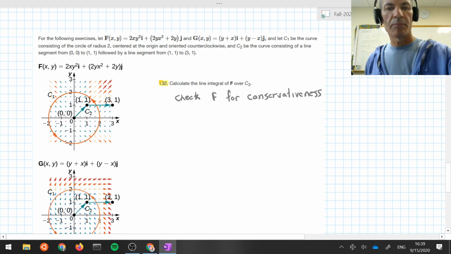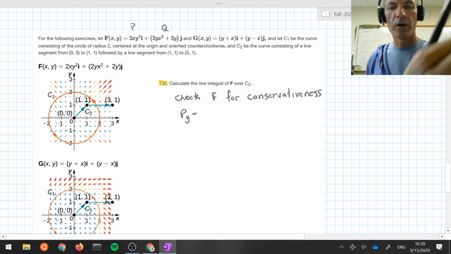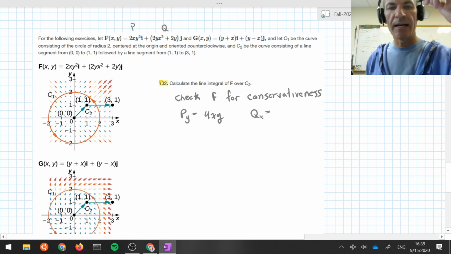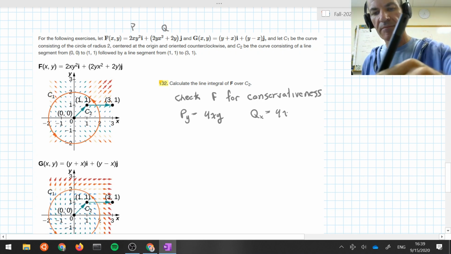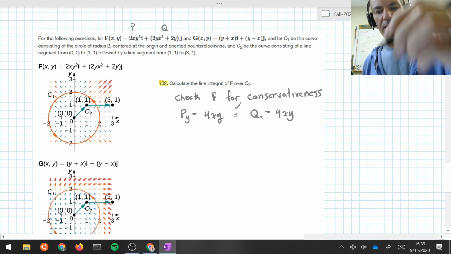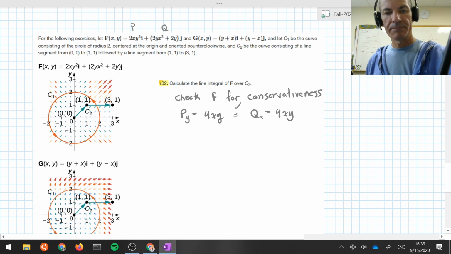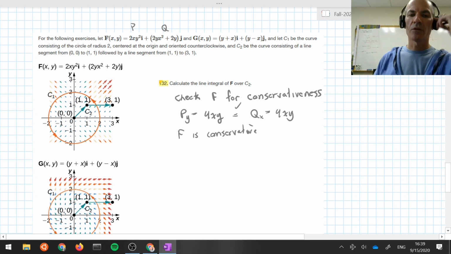So here's f, p, q. P sub y, the derivative of p with respect to y, is 4xy. The derivative of q with respect to x is 4xy. Yay, I love when that happens. It's conservative. F is conservative. What's the next move?